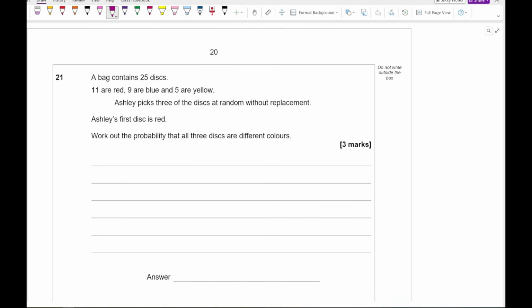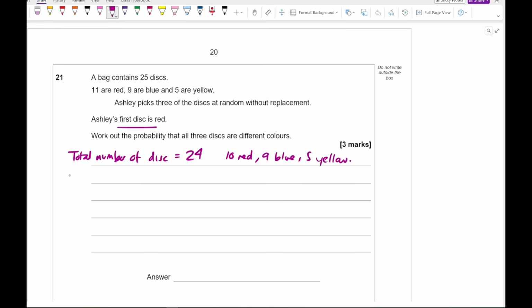Now moving on to question 21, it says a bag contains 25 discs, 11 are red, 9 are blue, 5 are yellow. Ashley picks 3 discs at random without replacement. Ashley's first disc is a red. Work out the probability that all 3 discs are different colours. So the fact that Ashley has picked the first disc as being red means that the total number of discs is going to be equal to 24 discs, in which 10 are red, 9 are blue, and 5 are yellow.